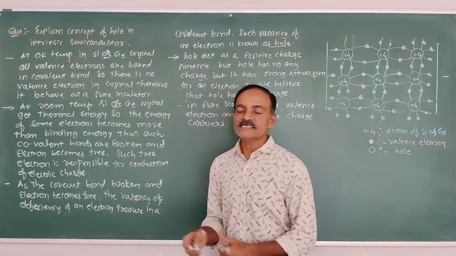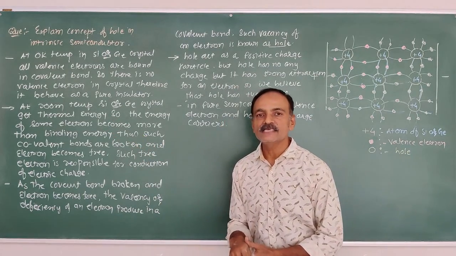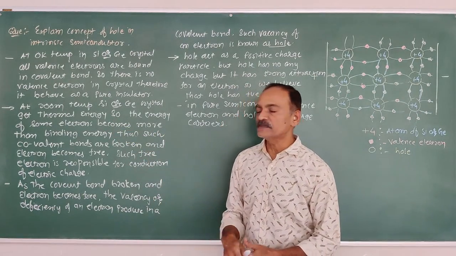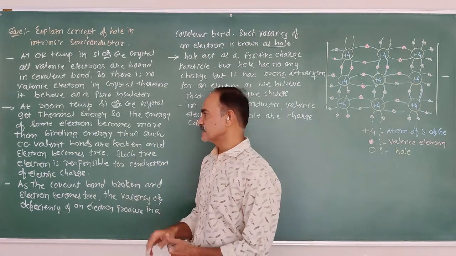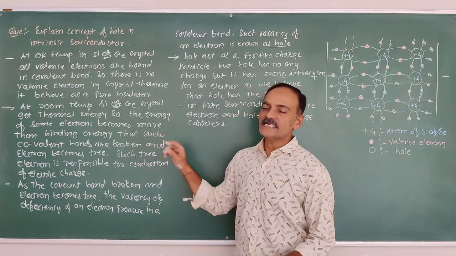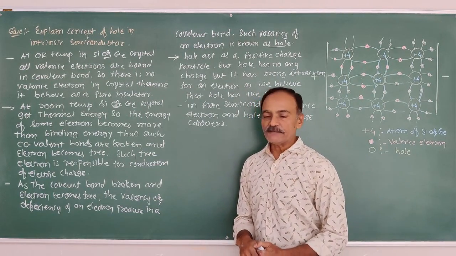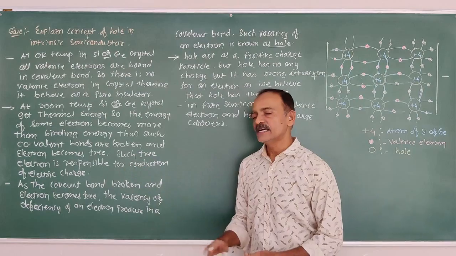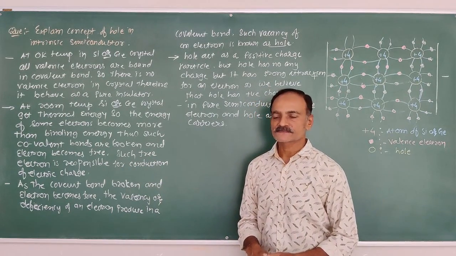At room temperature, silicon and germanium crystals get thermal energy. So the energy of some of these electrons becomes more than their binding energy. Thus, such covalent bonds are broken and the electron becomes free. Such a free electron is responsible for conduction of electric charge.